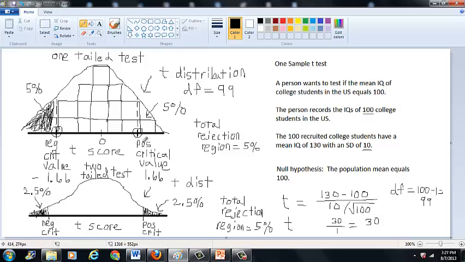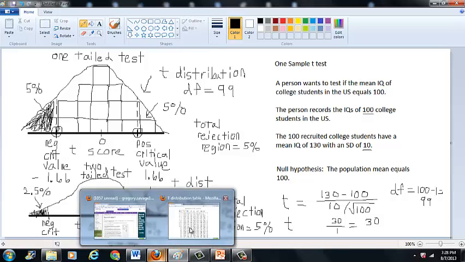And if 5% is beyond 1.66 up here, then 5% also has to be below the opposite, minus 1.66, down here, because both ends of the curve are the same shape. It's symmetric. So if 5% is above 1.66, then 5% will also be below minus 1.66.